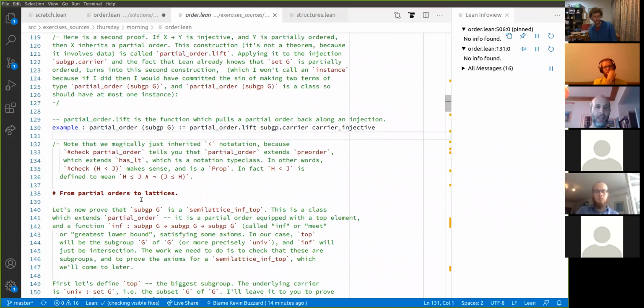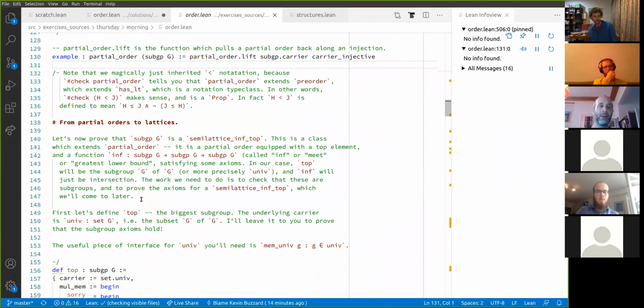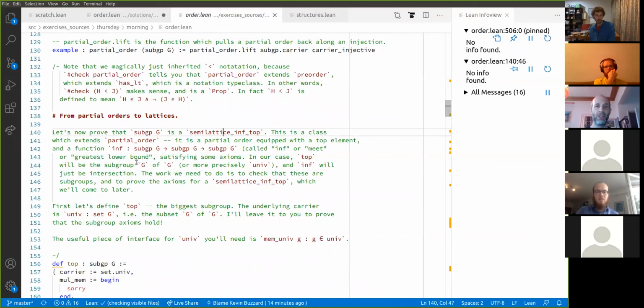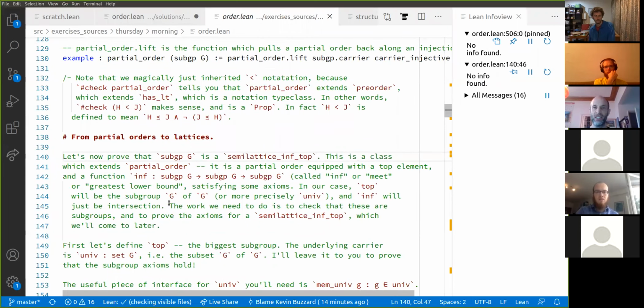But now let's go on to lattices, and I'll be more careful about what a lattice is. So we're going to define some lattice structures on subgroup G, and lattices extend partial orders. I'm going to give a very simple example of a lattice first. I'm going to give one of the most simple examples, and then essentially the most complicated example. So a semi-lattice inf top is a partial order with two extra pieces of structure. It's a partial order with an inf, i.e., you can take the intersection of two subgroups and you get a subgroup. And there's a top as well, and the top is the biggest subgroup.